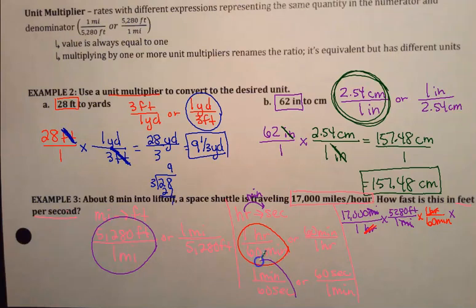All right, we're going to use the one on the left again because our minutes are in the denominator. So we need them in the numerator. So 1 minute over 60 seconds. So now our minutes have canceled. And notice the units we have left are feet and seconds.